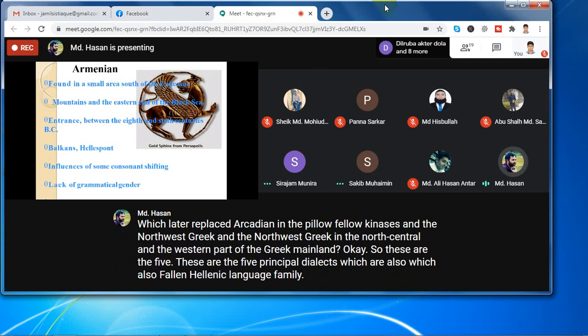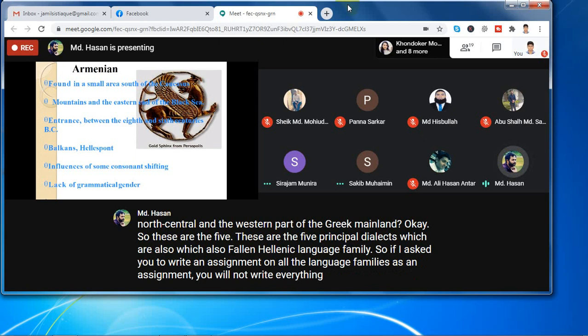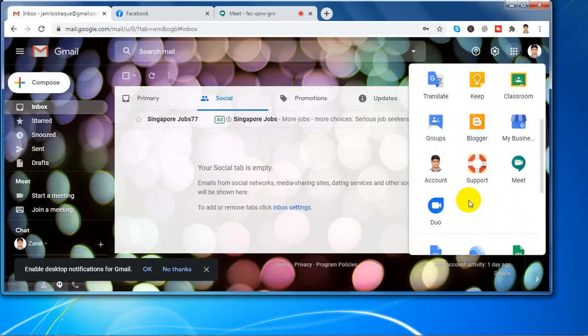So if I ask you to write an assignment on all the language families, you will not write everything you find here, right? What you will do is take the basic issues, the main issues, to be written in the assignment.